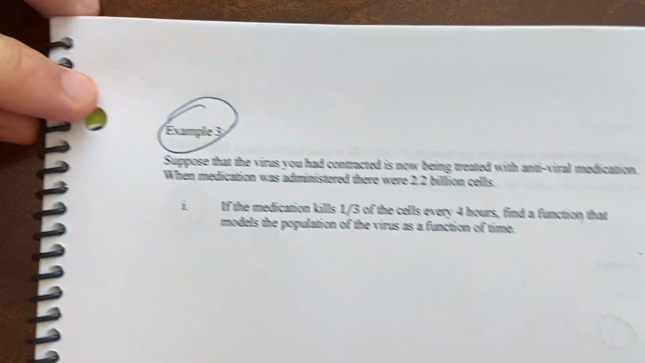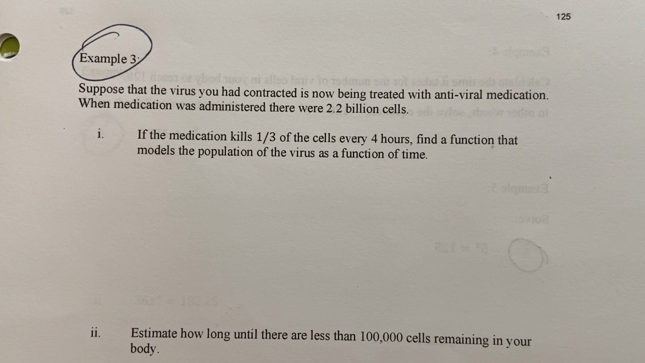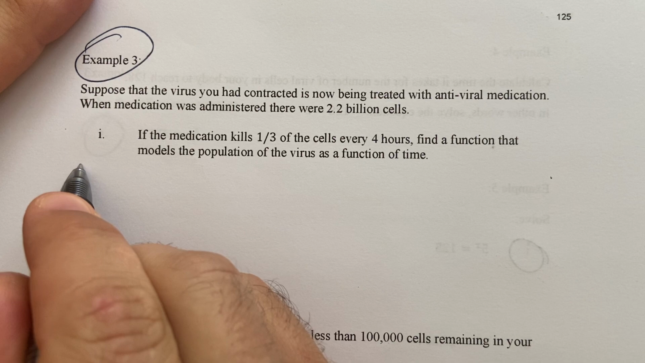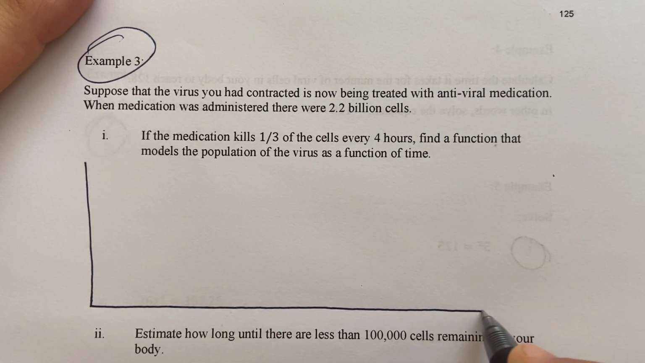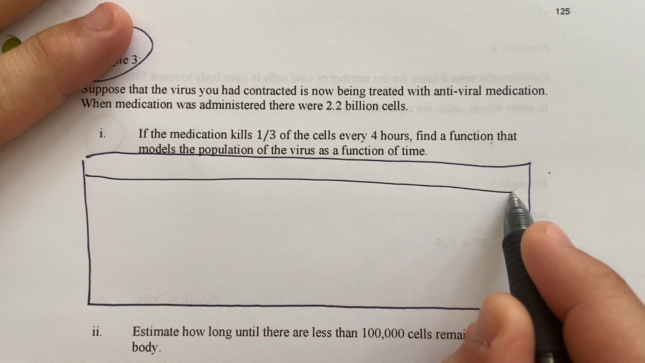Let's try another one. Here's a slightly different case. Suppose the virus you had contracted is now being treated with antiviral medication. When the medication was administered, there were 2.2 billion cells. If medication kills a third of the cells every 4 hours, find a function that models the population of the virus as a function of time. Okay, there's a lot more going on here, I think. I'm going to start with another table.